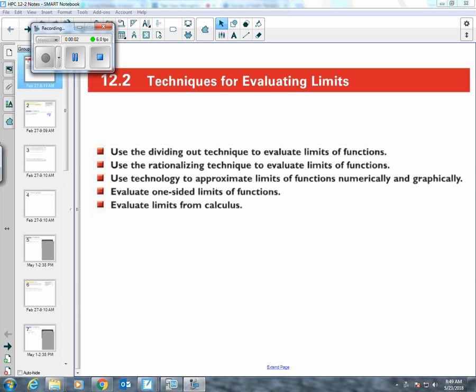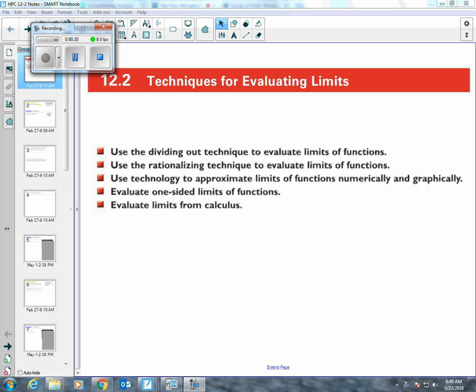All right, so this is 12.2. We're going to look at some techniques for evaluating limits when we can't just use direct substitution. So when that kind of fails on us, we have to look at some other options. We're going to talk about several different techniques in this day one. We're going to do the first three sections here of the notes.